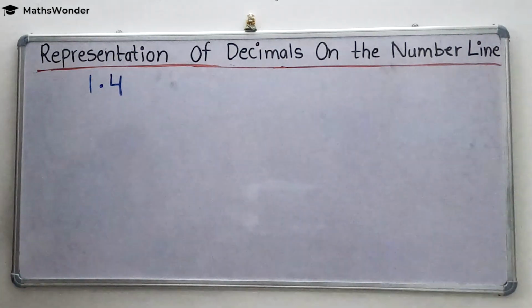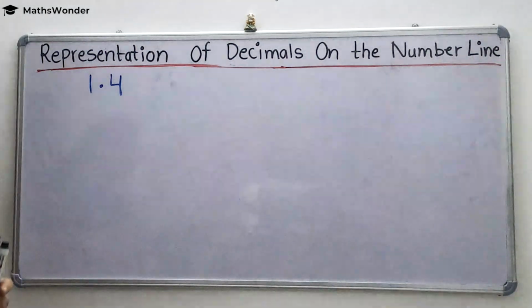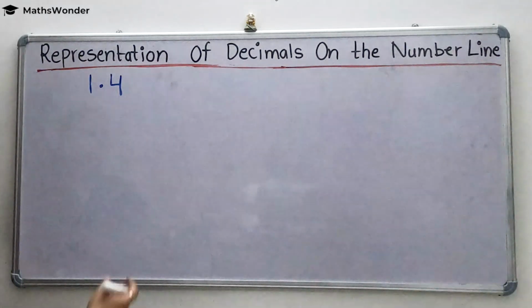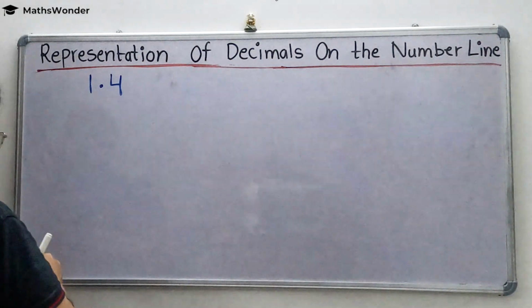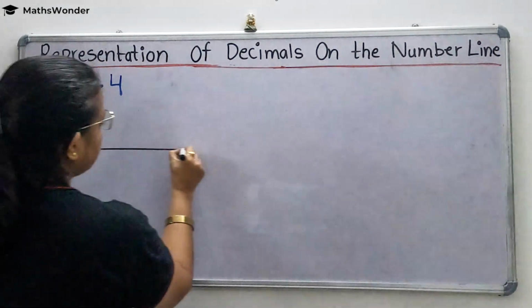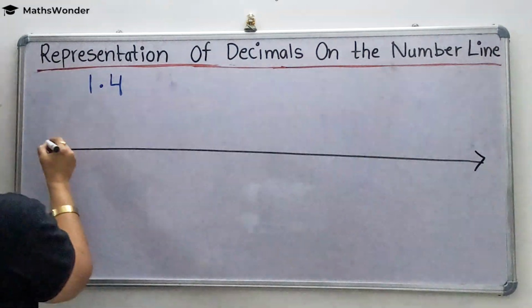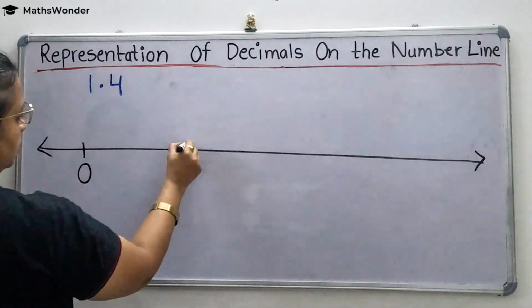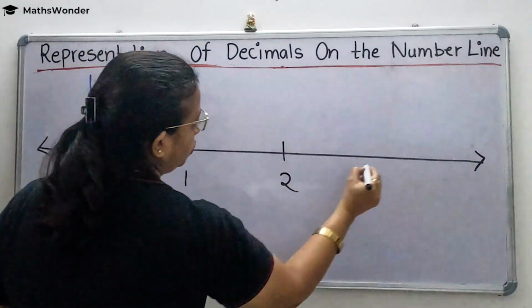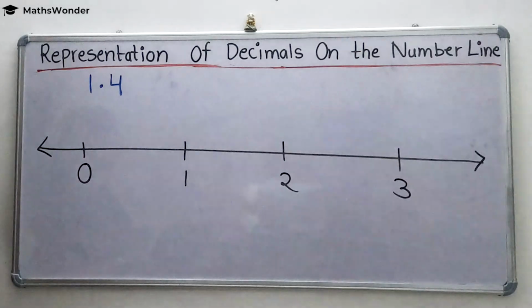Where will it lie on the number line? Now see, representing a decimal and a fraction on the number line is one and the same thing. 1.4 means it's 14 over 10, right? So the same thing you will be representing as the fraction. Now draw the number line first of all. Start from 0, 0, 1, 2, 3.